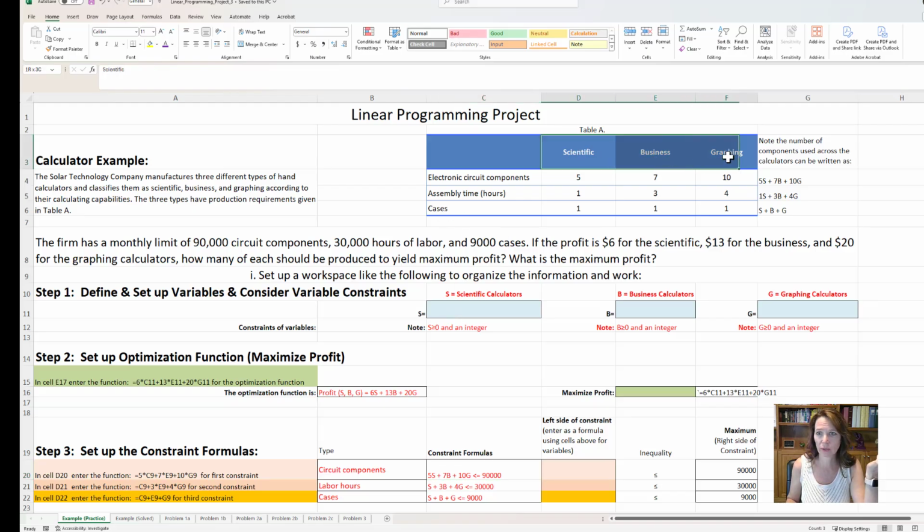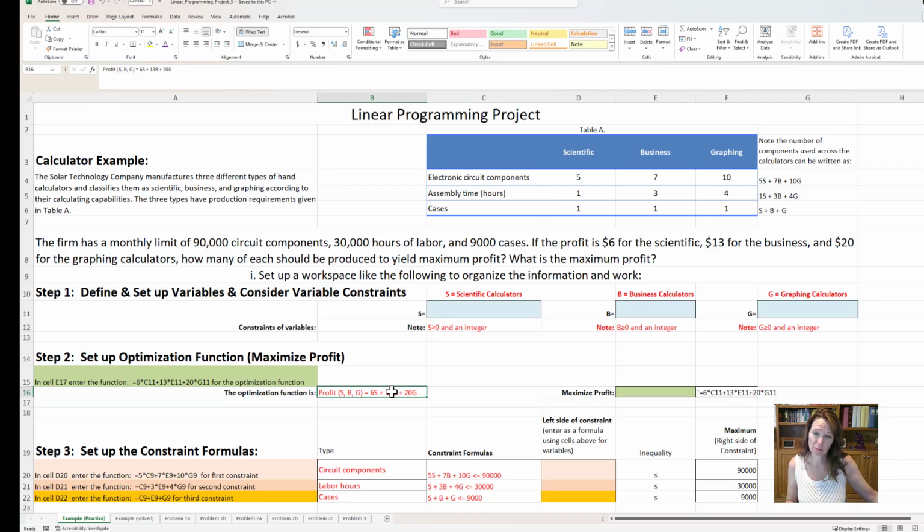So for example, we know that we have three different types of calculators that we are producing. So we're going to call them S, B, and G for scientific, business, and graphing calculators. We also need to think about some constraints for those particular variables. A lot of times you can't have decimals, like you can't produce 1.2 calculators. So we want to make sure that our variables, such as S, B, and G, are constrained to be integers, and we don't want to end up with negative numbers either. So we want to constrain them to be greater than or equal to 0 and integers.